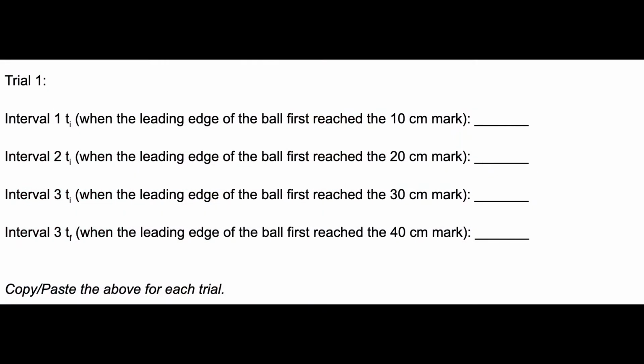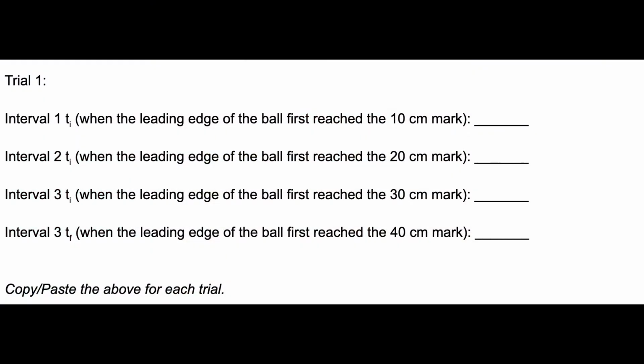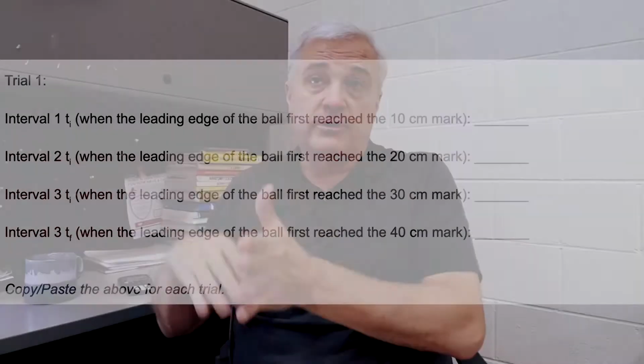So the interval 1 time is going to begin when the ball hits the 10 mark, and it ends when the ball hits the 20 mark. The interval 2 time begins when the ball hits the 20 and gets to the 30, and then interval 3 is from 30 to 40.